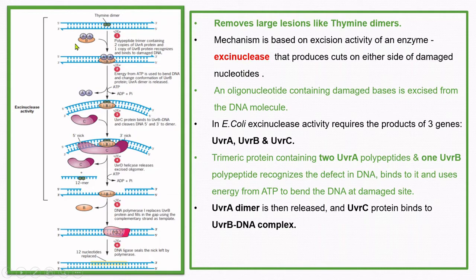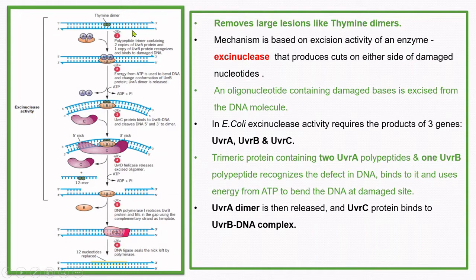The mechanism is based on excision activity of an enzyme, Xe nuclease, that produces cuts on either side of the thymine dimer. So this is the cut part. You see, this is the thymine dimer. Xe nuclease activity will make a cut on either side, this side as well as this side, and then this piece of DNA molecule would be removed and replaced.